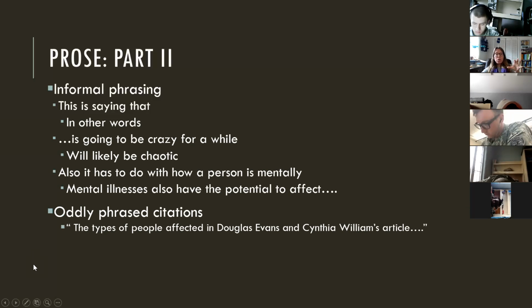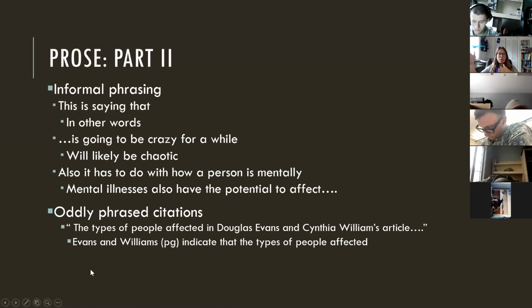Okay, let's talk about how you embed an in-text citation in your paper. Students will say something like, the types of people affected in Douglas Evans and Cynthia Williams' article. First of all, you never need to say the first and last name of an author. That should not be part of the sentence. The way that you would phrase that is Evans and Williams, and then either the page number if you're going to use a direct quote, or I'd like for you guys to use APA. It's just easier. So, Evans and Williams, in the year, indicate the types of people, blah, blah, blah. If you want to use an in-text citation in the sentence, don't say the first and last name.